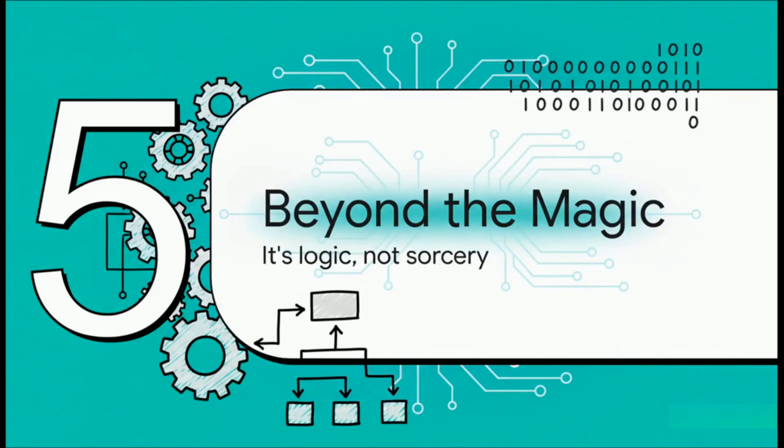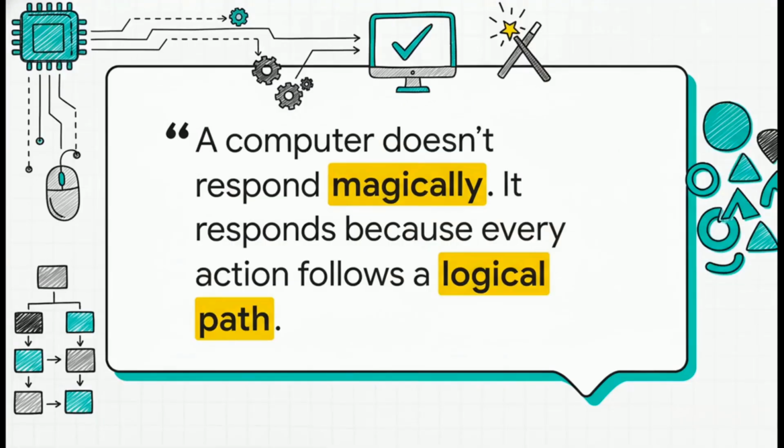So as we start to wrap this up, the biggest thing to take away is that what feels like magic is actually something far more elegant. It's just pure, predictable logic. And this quote really just nails it. A computer doesn't respond magically. It responds because every action follows a logical path. It's not sorcery, it's more like a symphony. A perfectly logical system where every single component knows its part and plays it perfectly.